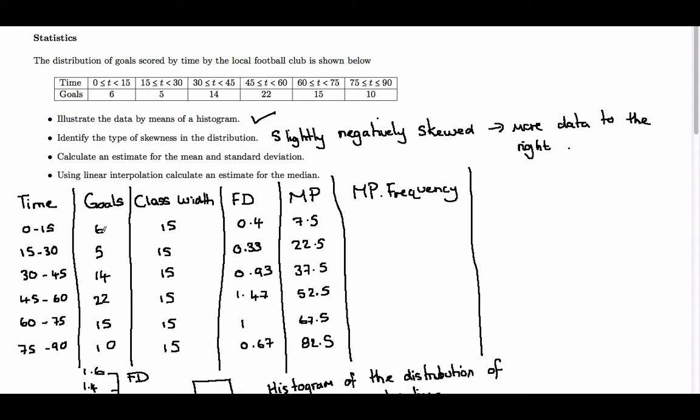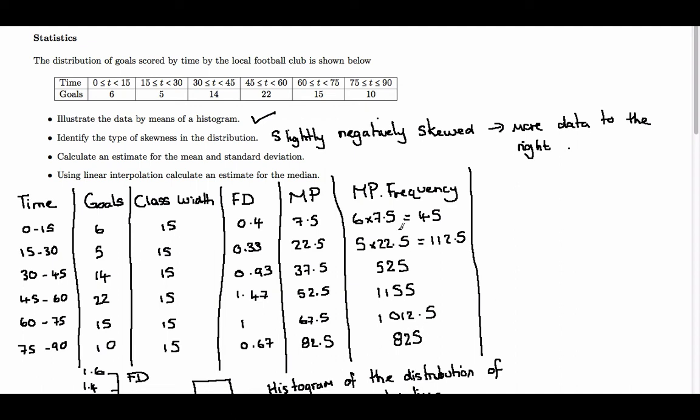So in this case, it is 6 times 7.5. So 6 times 7.5 is 45. For the next one, it's 5 times 22.5, which is 112.5. And following this on, 14 times 37.5 for the next one will give me 525. For the next one, it will be 1,155. The one after that will be 1,012.5. And the final one will be 825.